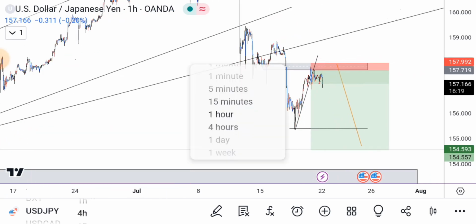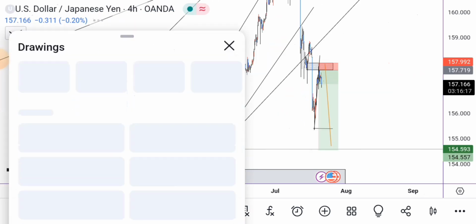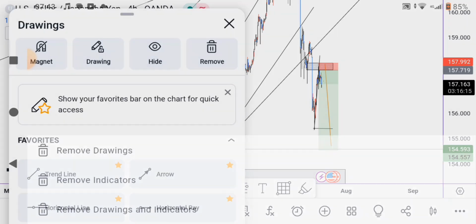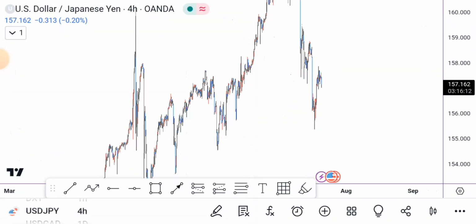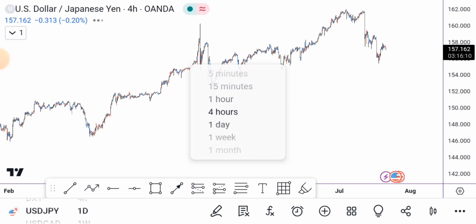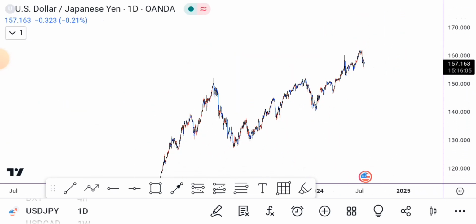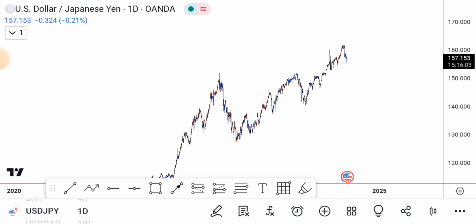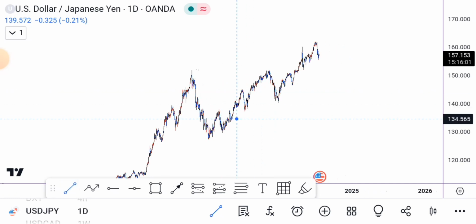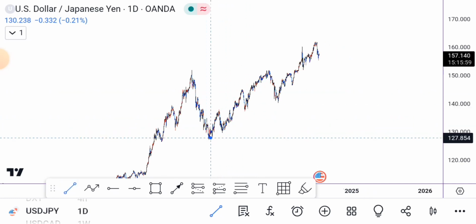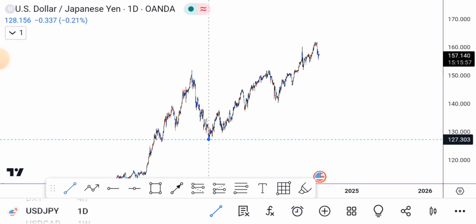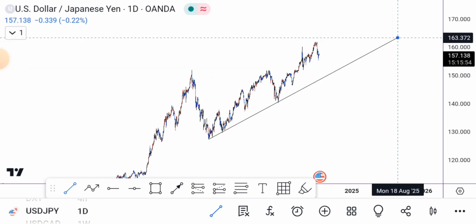So let's just remove everything. Let's start over. So let's go on the daily. So on the daily, we can see that we have a bigger picture. Now let's zoom out. So firstly, I would want to draw structure, like put price in a structure. Like I want to identify my outer structure.